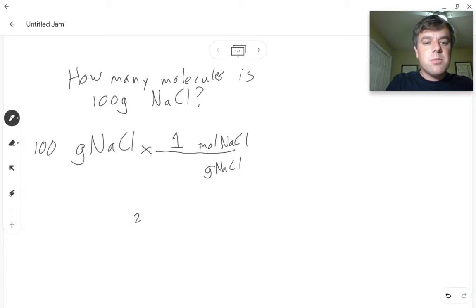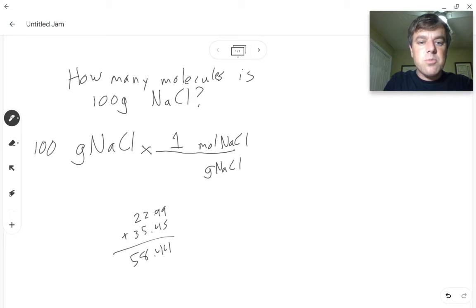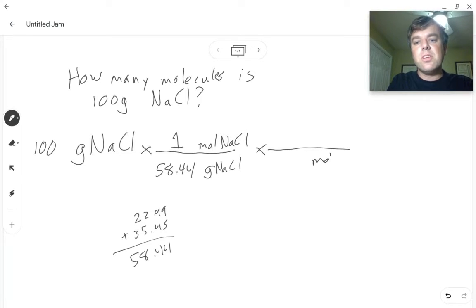So we take the mass of sodium, which is 22.99, plus the mass of chlorine, 35.45, and you add those together, and you get 58.44 grams. If we just stopped right here and did the math, this would tell us how many moles are 100 grams of sodium chloride. But the problem is asking for molecules, so we can take this one step further, and go from moles of NaCl to molecules of NaCl.